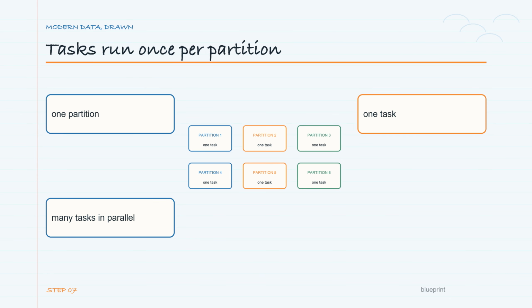Within a stage, Spark launches tasks over partitions. Many tasks can run in parallel across executor cores, as long as the cluster has resources and enough partitions. Now connect that idea to what appears on the page. One partition, then one task, then many tasks in parallel.